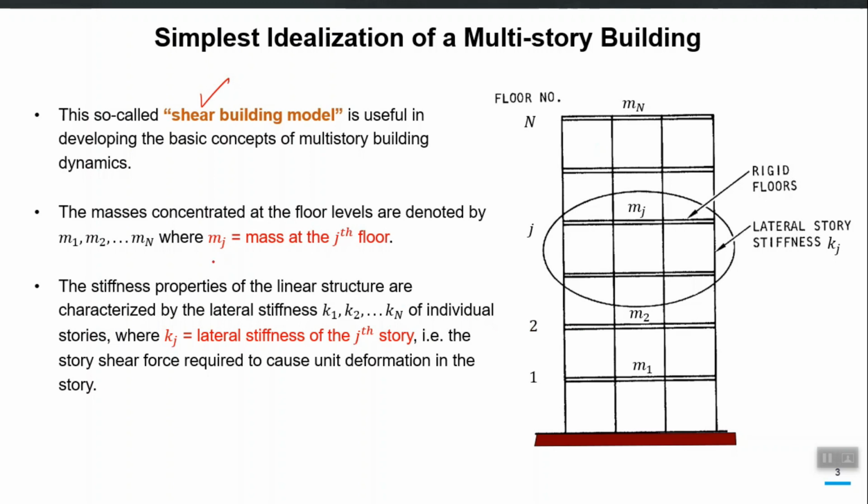So any mj in this is representing the mass of any jth floor, and kj is the lateral stiffness of the jth story. So k is actually the story stiffnesses, and story stiffness is defined as the sum of all stiffnesses of the supporting elements, right. So currently we have only columns, so the sum of all columns.